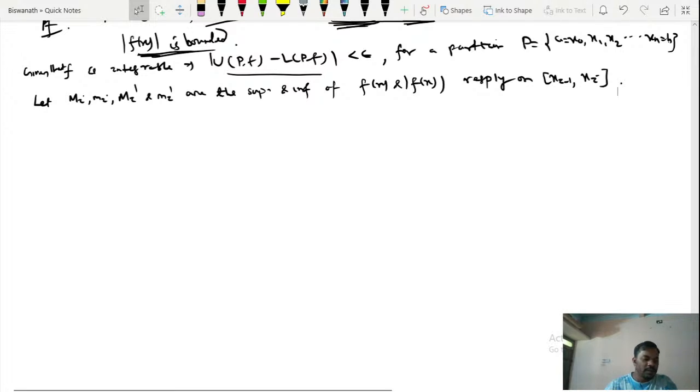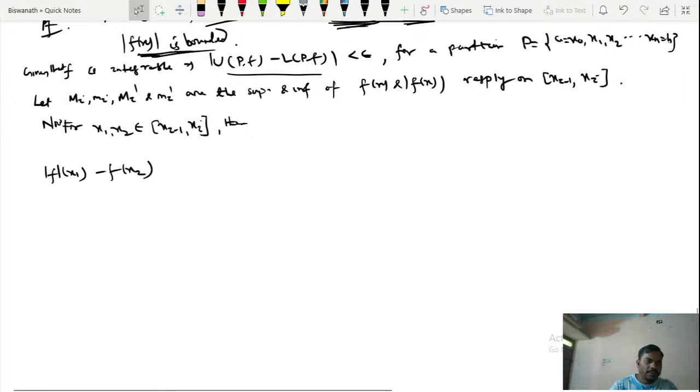After knowing this, for x1, x2 belonging to xi minus 1 to xi, suppose in this subinterval x1 and x2 are 2 points. Then the modulus of mod f of x1 minus mod f of x2 is equal to the modulus of, mod f of x1 meaning the modulus of f of x1, minus the modulus of f of x2, the whole thing in modulus.